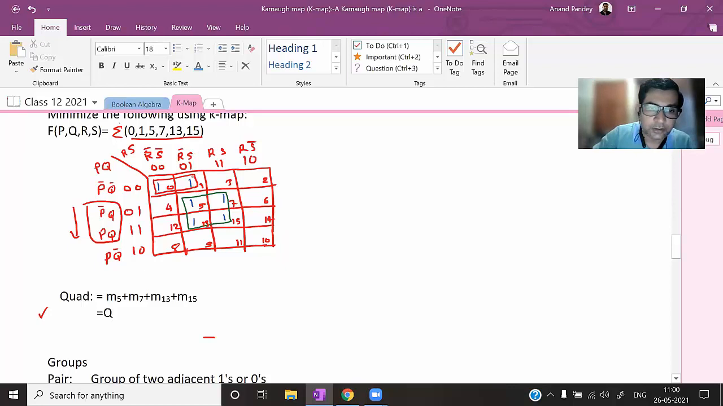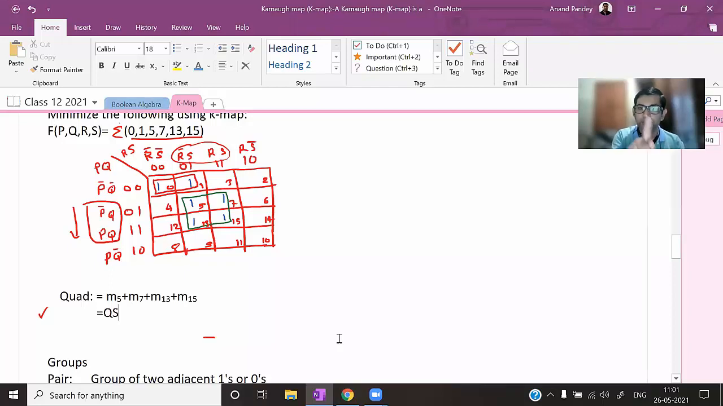Now moving through the columns, it is acquiring these two columns. So moving through the columns, you can see the state of R has changed. R bar became R, but S has no change. So here we'll write S. Whose state changes, we remove it.